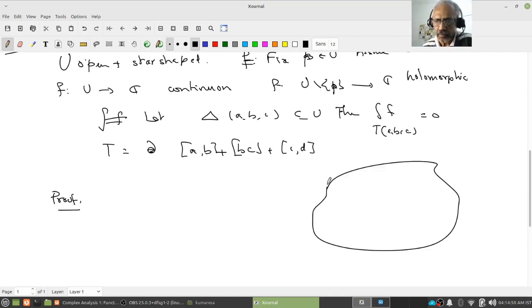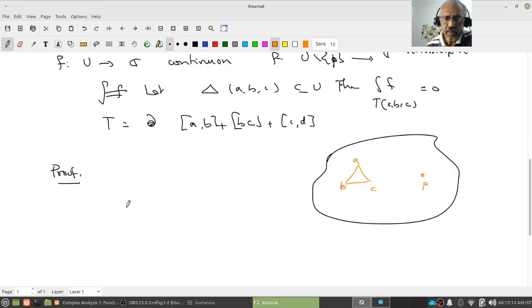The proof is very easy. So this is my U and this may be my bad point p. Suppose I have a triangle, this is my triangle ABC. If the triangle ABC is contained in U minus p, there is nothing to prove because it follows from Cauchy Goursat.